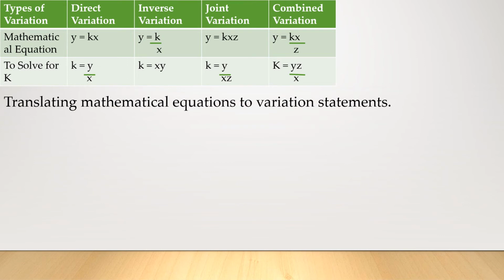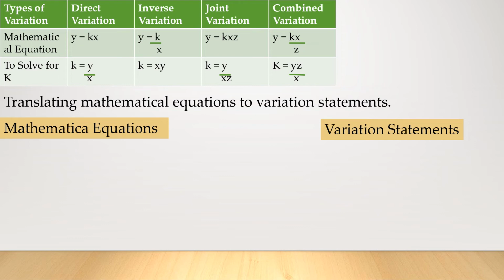So now, let's do the opposite. We are given the mathematical equations and you can write the variation statements, or just state the variation statements. Okay, number one, A is equal to K times B. What kind of variation is this first? This is direct variation. So we can say that A varies directly as B, or A is directly proportional to B. You can say it that way.